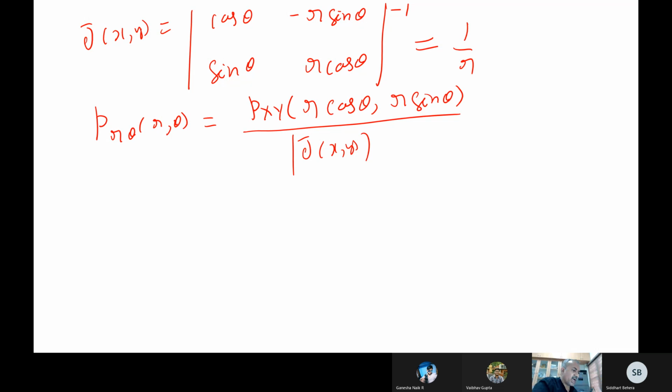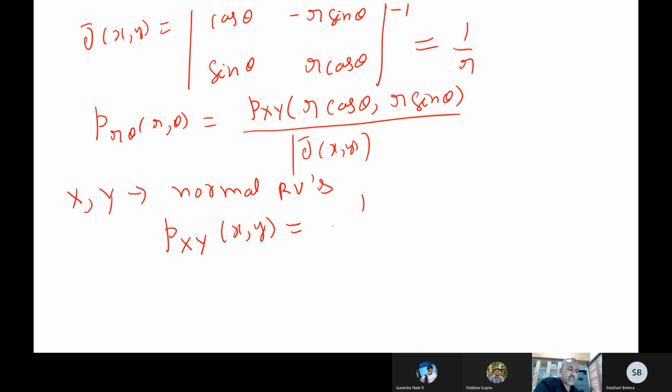Now in this problem, let us assume X and Y are normal random variables. Let us say their density function p(x, y) is given by the two-dimensional Gaussian distribution we have already written previously. I will write this as 1 by 2 pi sigma square, e to the power of minus (x square plus y square) by 2 times sigma square.